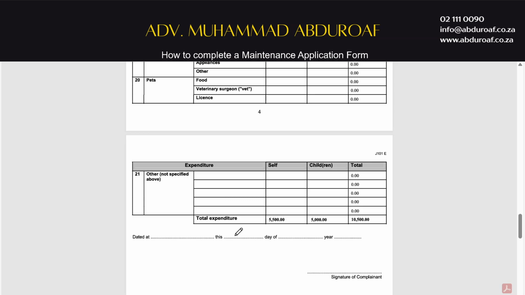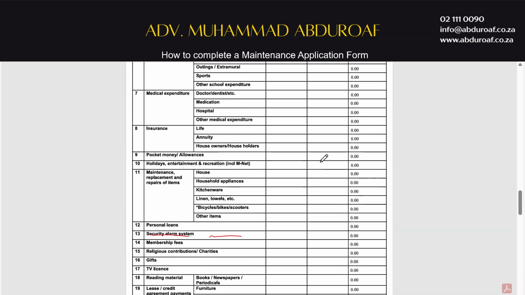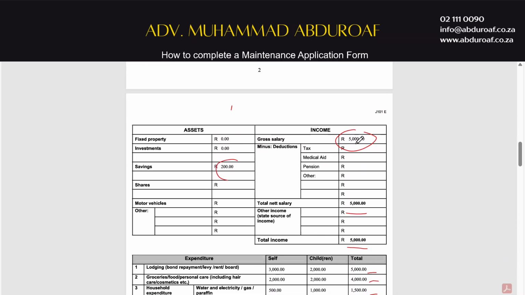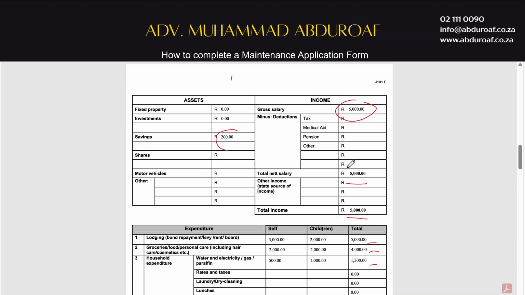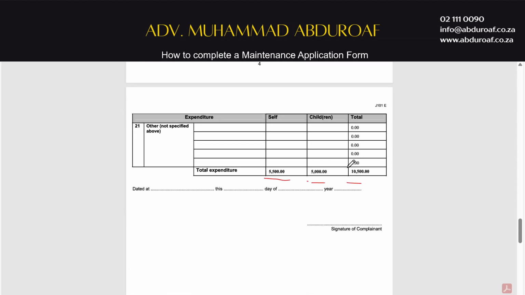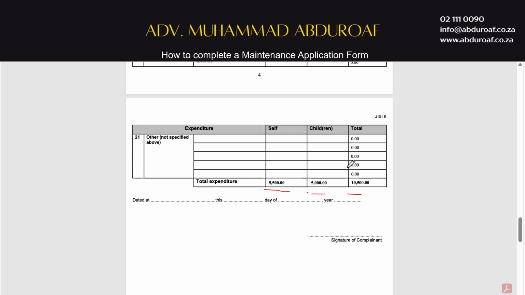What we have concluded is that the client, or the person who completed this form, has expenditures of 5,500 Rand per month for herself and 5,000 for the kids. The total expenditure of the household is 10,500 per month. Once we go to the top again, we see her income is 5,000 Rand per month. So she's obviously struggling here, and her expenses for herself are 5,500. So there's obviously a challenge here.